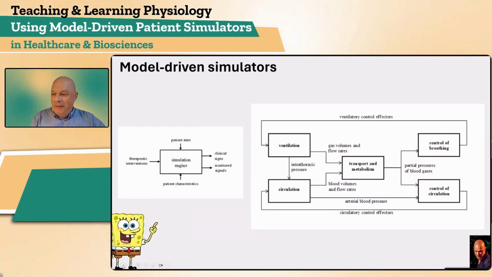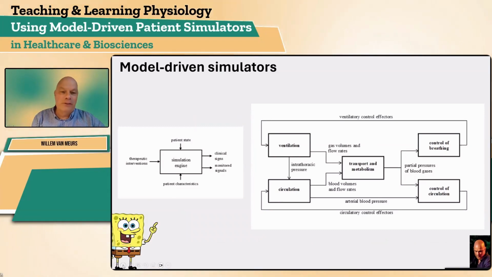Simulation, or physiology, is all about systems. We talk about the cardiovascular system, about the immune system. My purpose here is to talk about the systems behind the information that Eugene talked about, the information behind the clinical signs and behind the monitored signals. And my purpose in a few slides is to lift some of the mystery behind the models that we use in model-driven simulators.